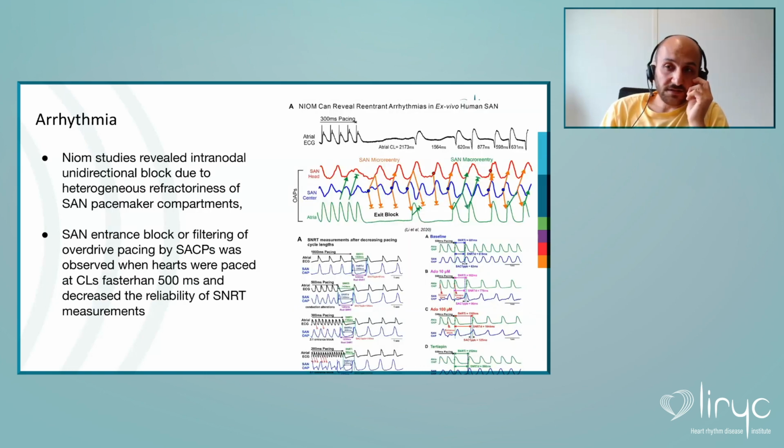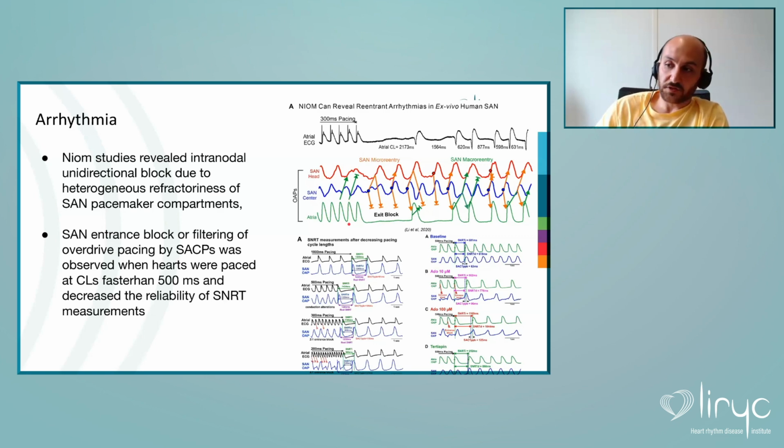And for the signals of the SA node, because they are intramural signals, you cannot use the multi-electrode catheters, the normal catheters in the cath labs, but near-infrared optical mapping works really well. Another thing that you can understand from the near-infrared studies is that beside the different compartment refractoriness of the SA node, the conduction pathways act somehow like a filter.